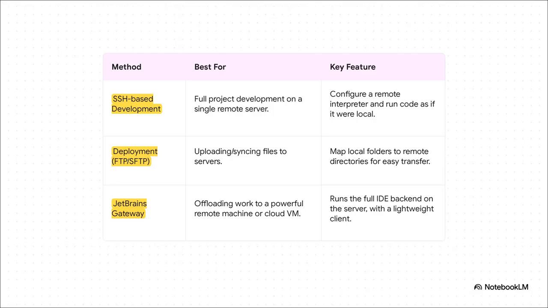All right, so your choice here really depends on what you're trying to do. If you're doing full-on project development on a remote server, you're going to want the SSH-based method. This lets you set up that remote interpreter and makes it feel like all the code is running right on your machine. Now, if you're just focused on syncing files, like for a web server, you can use the deployment option with FTP or SFTP. And for the really heavy-duty stuff, there's JetBrains Gateway. This thing runs the entire IDE on a big, powerful server in the cloud, and you just interact with it from a lightweight client. Pretty cool.